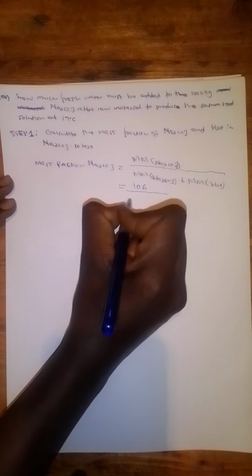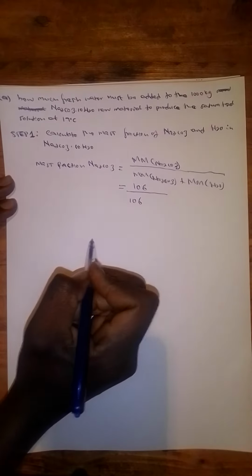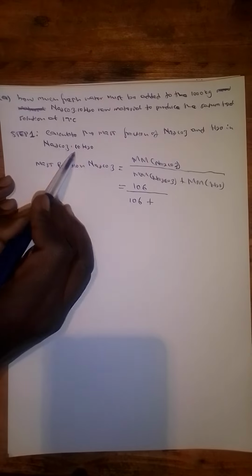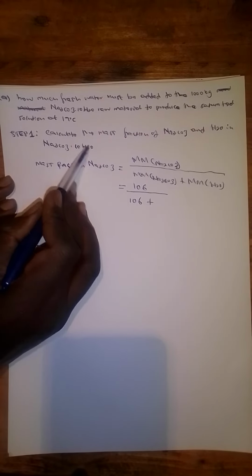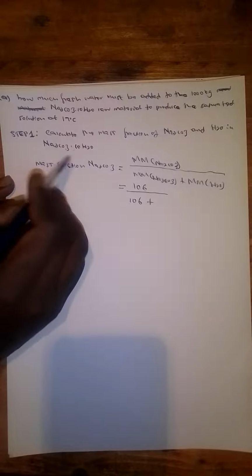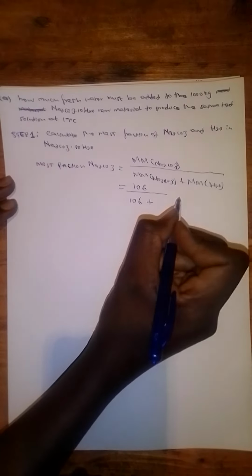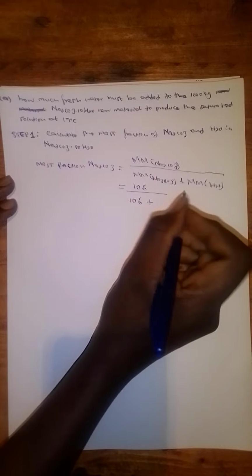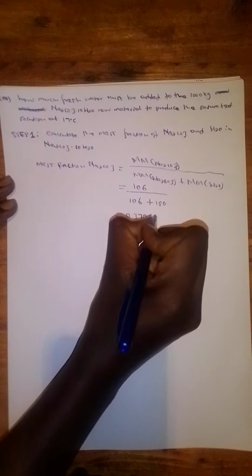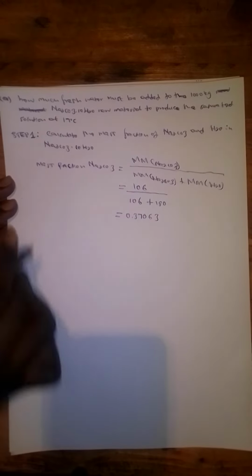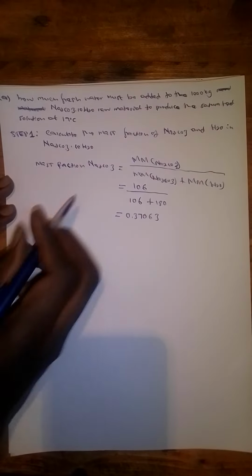the molar mass of Na2CO3 plus, it's important to understand, the molar mass of H2O is 18, but there's a 10 here, which means we multiply the 18 by 10. That is something we also did in our CIR 113. I think by now it should be a little bit clearer. So we have 180. Now if you use your calculator, it gives us 0.37063, and that is the mass fraction of Na2CO3.